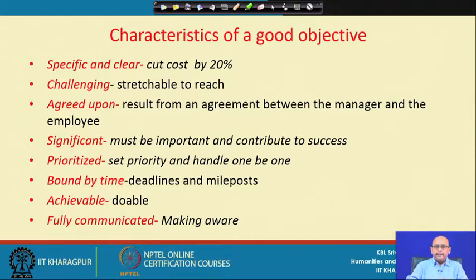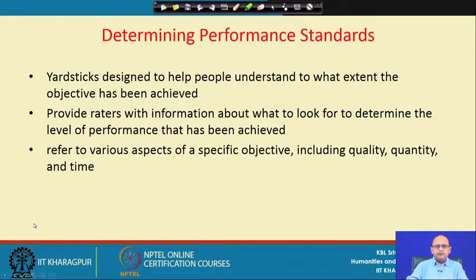And you also go for prioritizing your objectives. For example, in case of teaching, I said teaching is the most important priority, right. And make sure that it is bound by time, because you have deadlines and milestones within which you are going to achieve these goals and objectives, and make sure that it is achievable. So, whatever objectives you set, you need to ensure that they could be achieved within a given time frame, okay. And people should be told that yes, this is what we need to achieve. So, if you follow these, you will probably be able to set very good objectives, which will provide better communication to the employees.